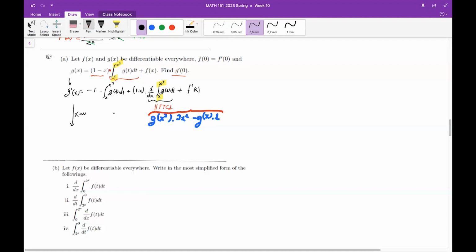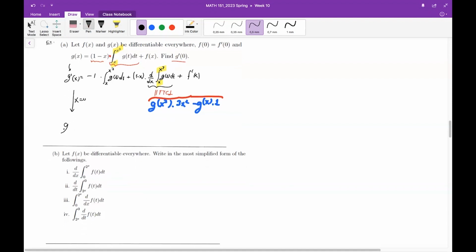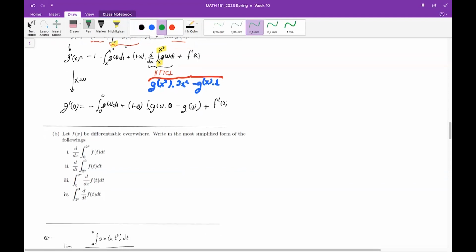Now it is time to insert x equals 0. g prime of 0 is, let's insert 0 for all the x's there. Integration from 0 to 0 of g(t) dt, plus 1 minus 0 times this whole thing. What do you see there? g of 0 times 0 minus g of 0 plus, now this part, f prime of 0, right? So the integration from 0 to 0 is what? This is just 0 because you are taking the integral from 0 to 0.